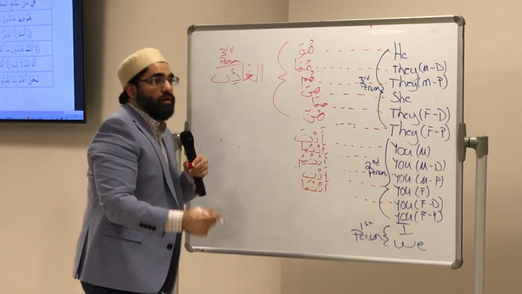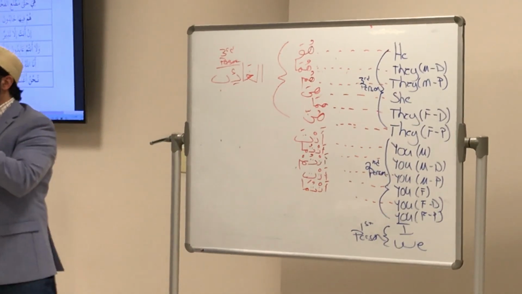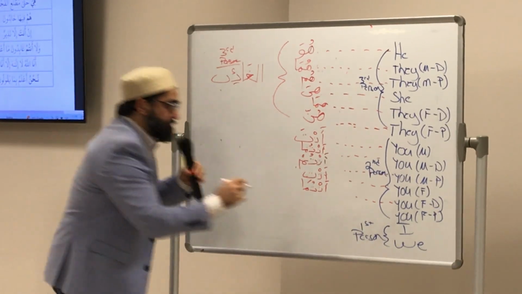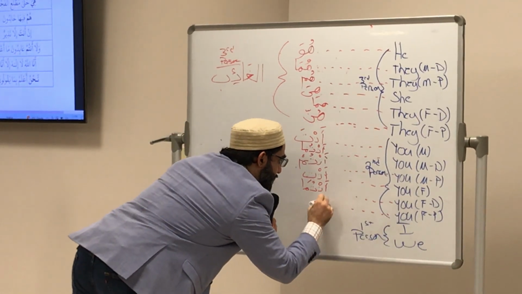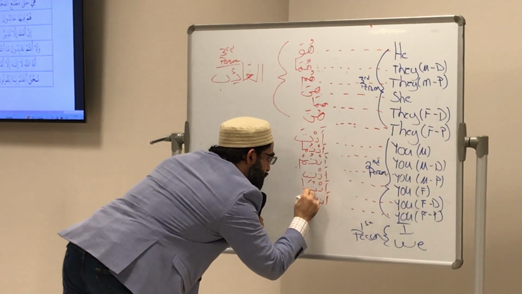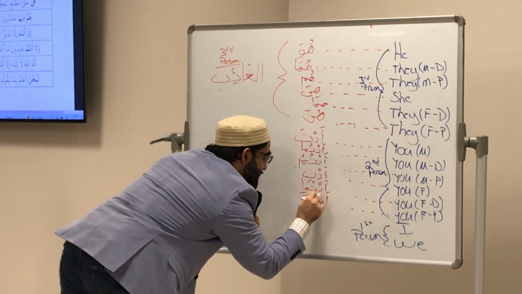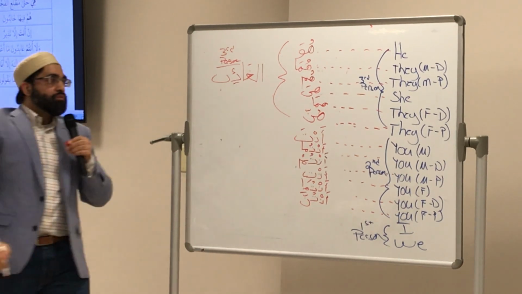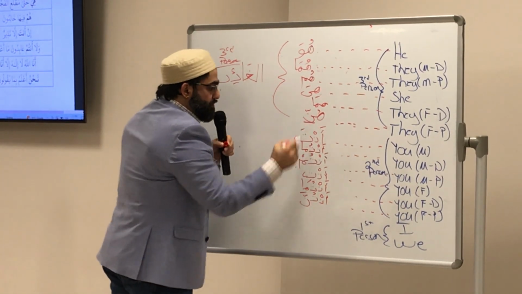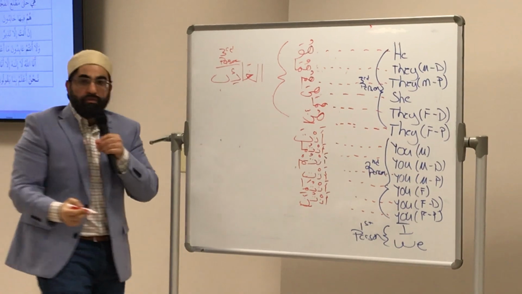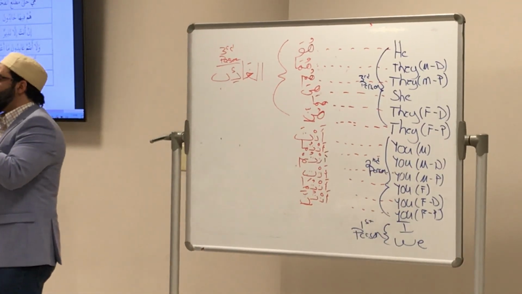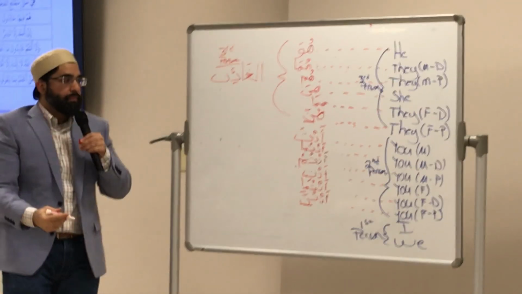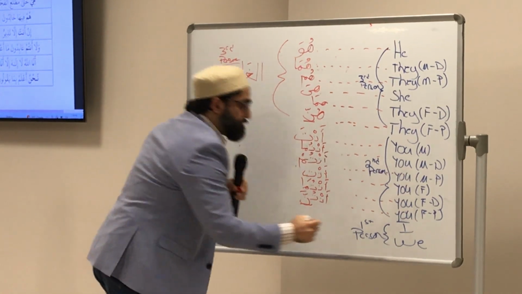Now what if there are three or more females, all of them females? Antunna. Like that. Right? So this noon is called noon an-niswa. This is very unique. It's called the feminine noon, because it only comes for the feminine. Okay? All right. Then what about first person?